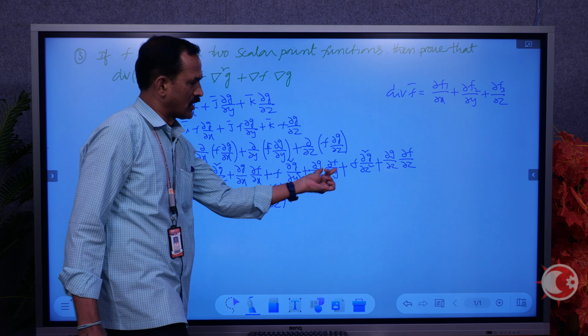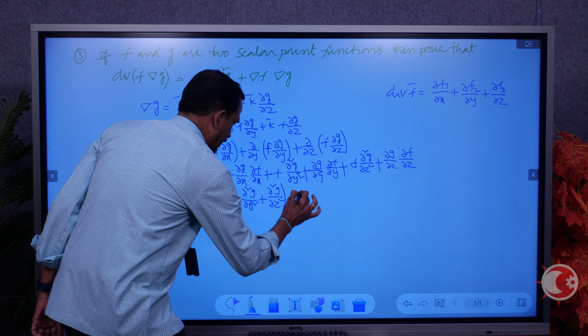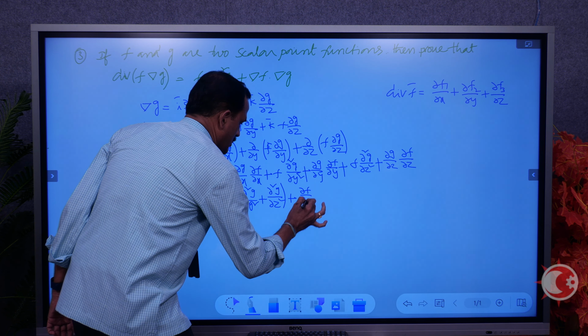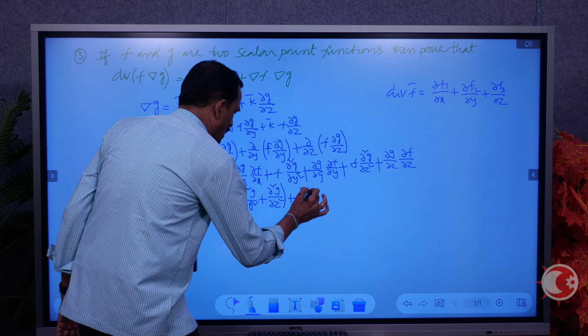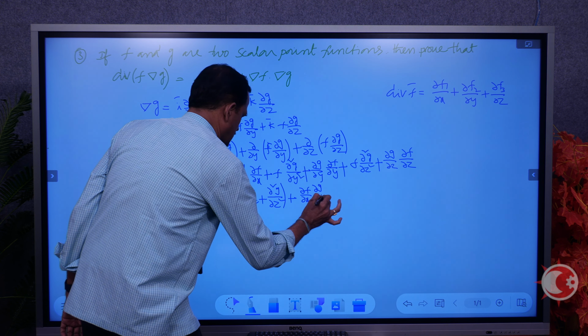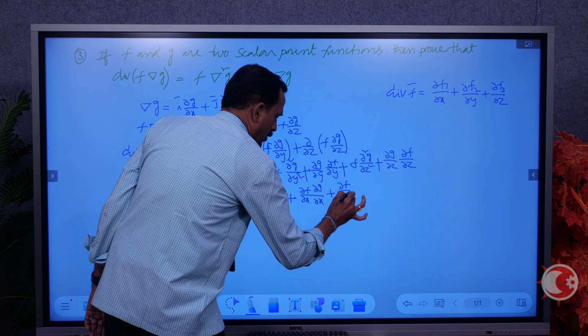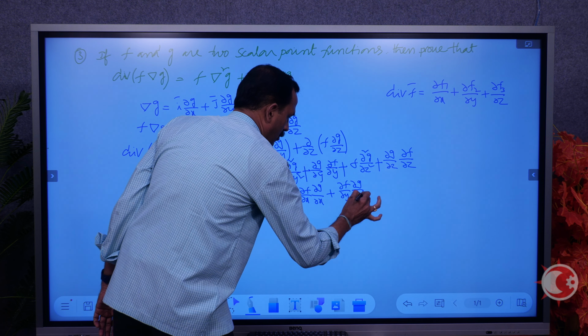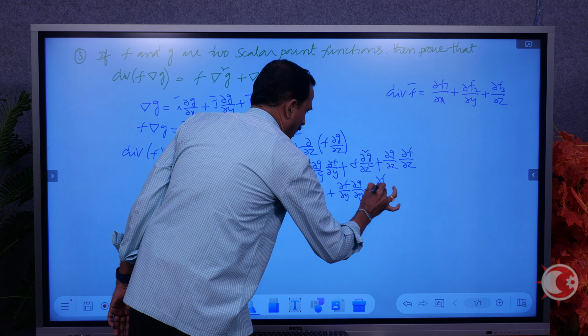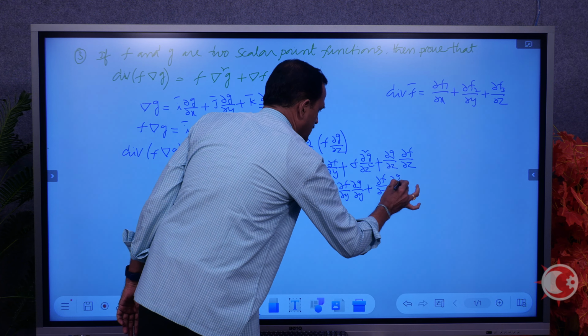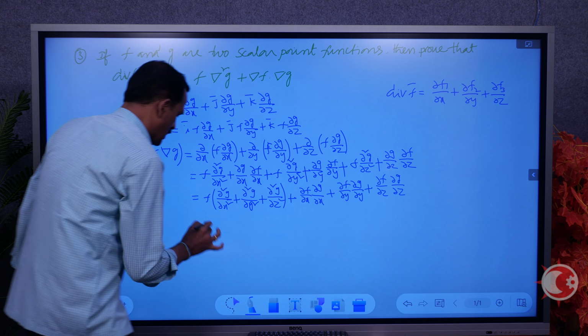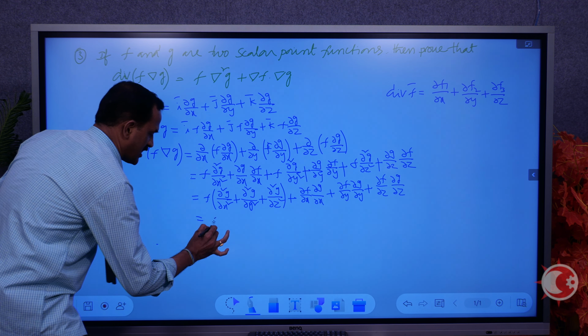Plus, now the remaining terms: second term, fourth term, sixth term. What are they? Writing in reverse order: ∂f/∂x into ∂g/∂x, plus ∂f/∂y into ∂g/∂y, plus ∂f/∂z into ∂g/∂z. Now here, f as it is.